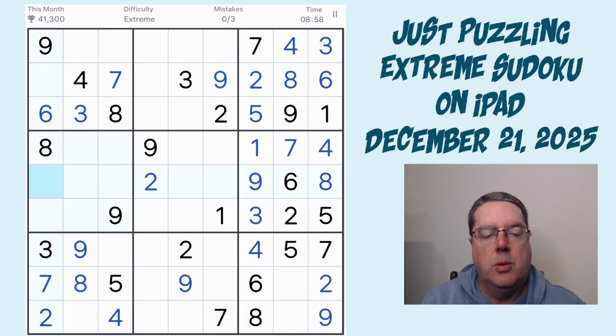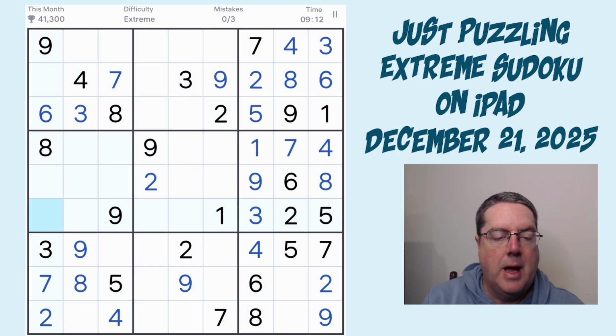1 can be here or here. 2, 3, 4. 4 can be here. 5. 5 can be here. Look at that. So I need a 1, 4, 5 in this column. 1 and 5 can't be there, so that's got to be a 4.